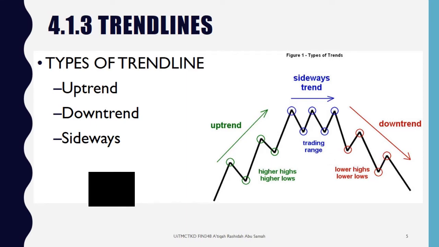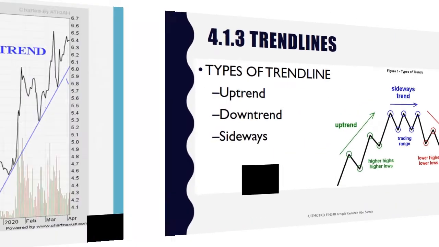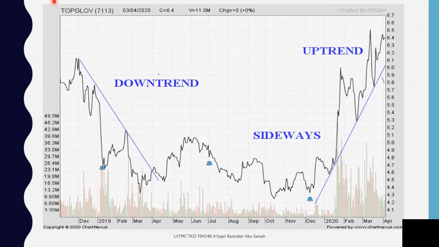You may look into this graph, where we could see that the downtrend occurs in December 2019 until April 2020. Then the graph makes a sideways move or corrections, and later the graph shows us the uptrend.